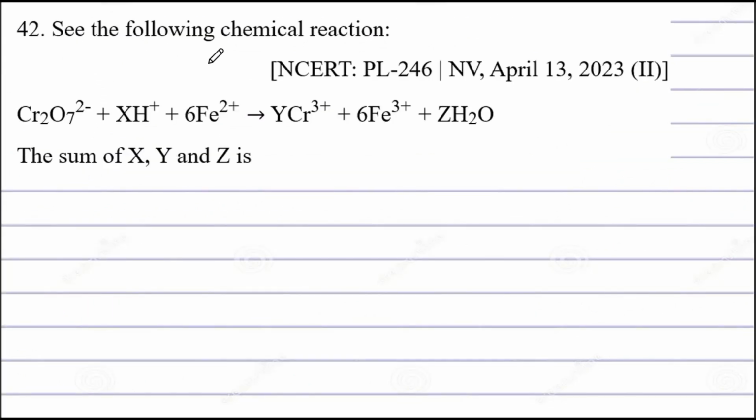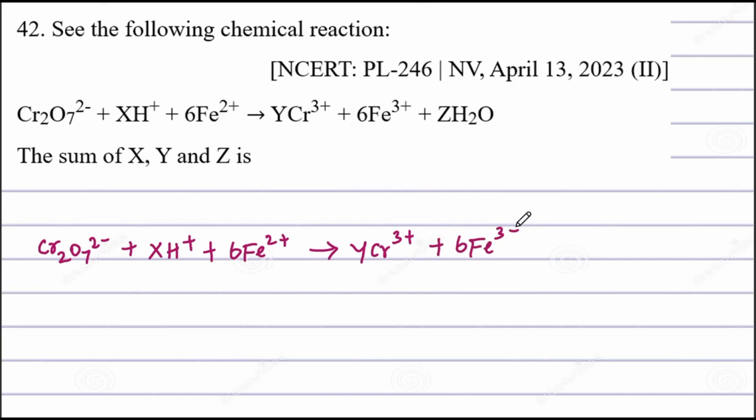Next question is, see the following chemical reaction. Cr2O7 2 minus plus XH plus plus 6Fe2 plus gives YCr3 plus plus 6Fe3 plus plus ZH2O. So in this reaction, if you see the charge of ion, Fe2 plus is converted to Fe3 plus. Increase in oxidation state is oxidation. So what is the difference in charge? From 2 plus it is changed to 3 plus.